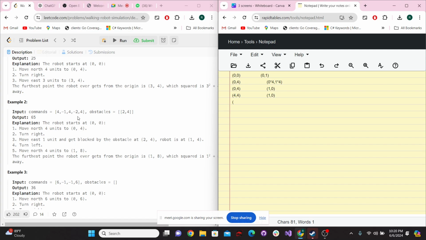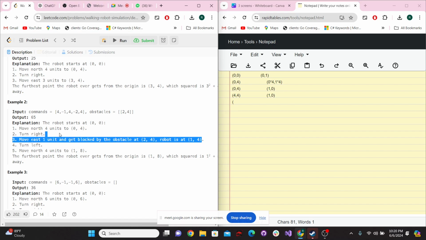4 minus 1 is 4, then minus 2. What is it then? 4 4 becomes 4 2. It has encountered an obstacle. So I don't think anything is going to happen, right? Move east and get blocked by the obstacle.